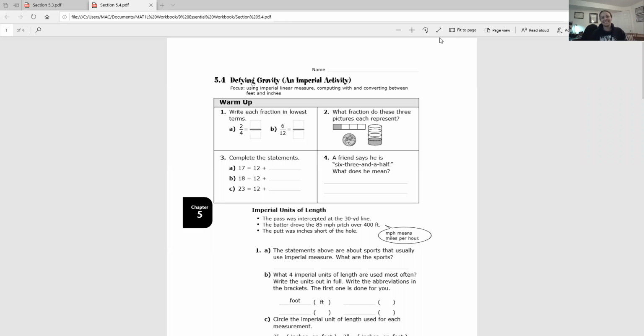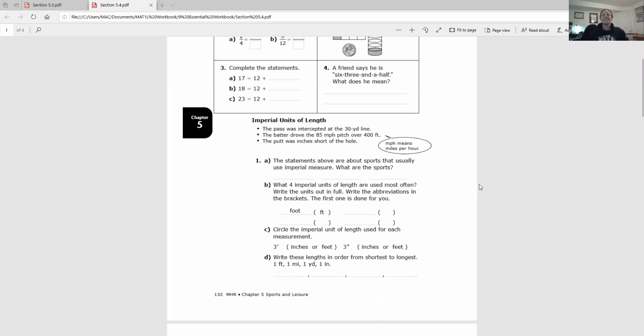Today there's a little bit more hands-on activity for you. You're going to be jumping today. We just need to go over something called imperial measure. So don't worry about the warm-up, let's roll down.